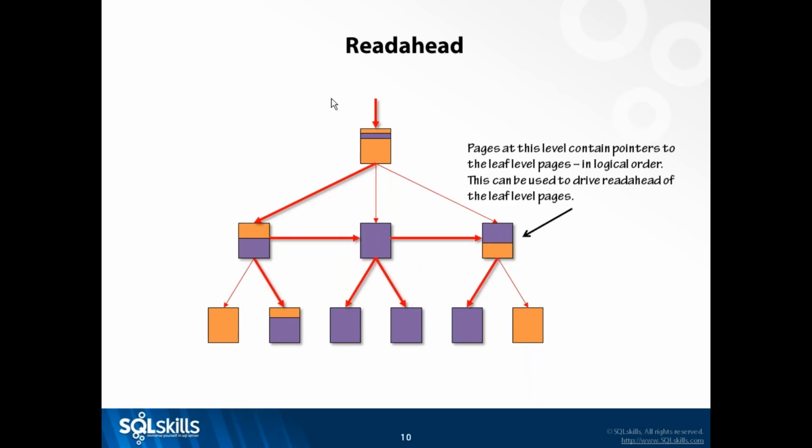Now you'll notice that what I said previously was, when we get to the end of this page and the thread tries to read the next page, if the page is already in memory, excellent, we carry on going. If the page isn't in memory, it has to issue a physical read and it has to stop and wait for that page to be read into memory. That slows down our scan.